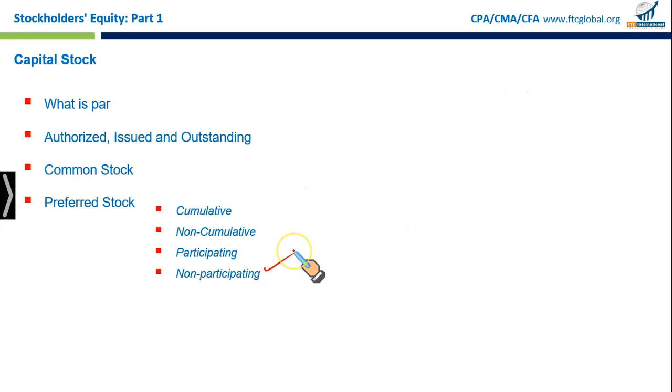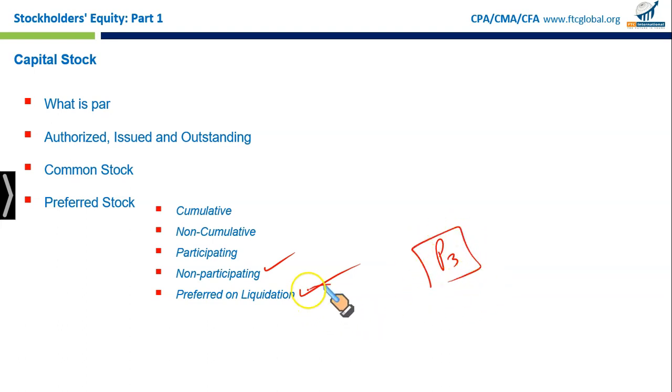Then we have non-participating. As the name suggests, non-participating preferred stock only gets dividends as per their preferred percentage. They do not get any extra dividend. Then we have preferred on liquidation. It means preferred stock can have a preference for assets if the company is liquidated. Let's say we have a certain plant, P3, for example. If these preferred stocks are preferred upon liquidation, the preferred shareholders have preference for this particular asset. If the business is liquidated, the preferred shareholders will get proceeds from the sale of this particular asset, right?